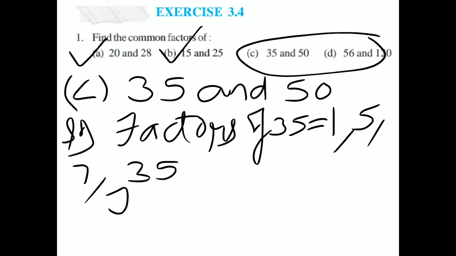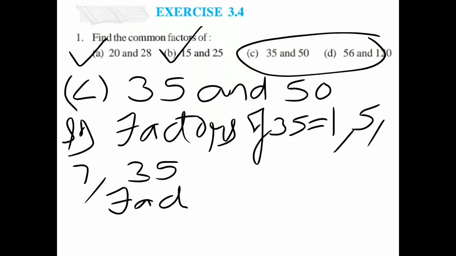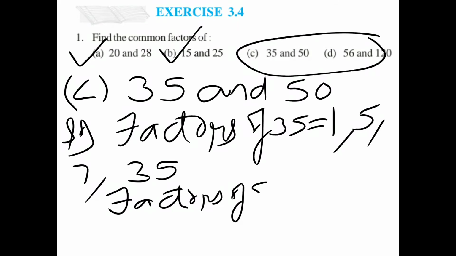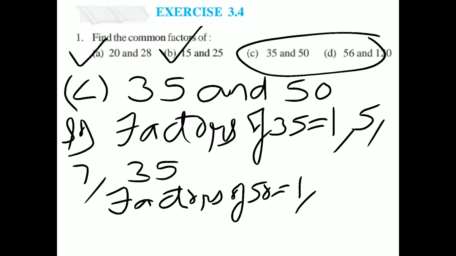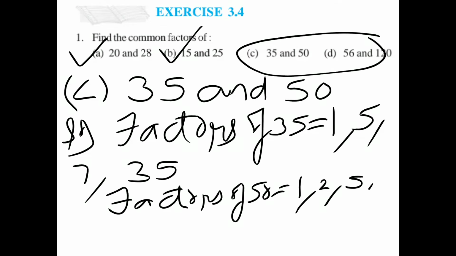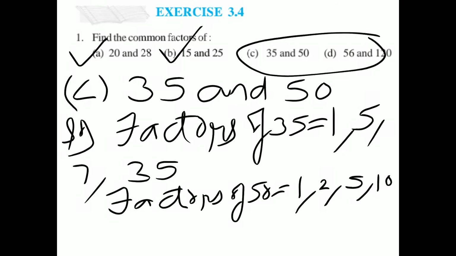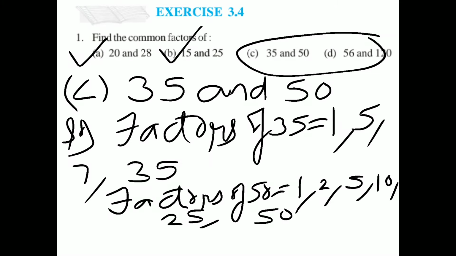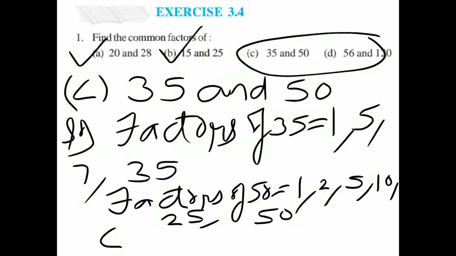Now you write factors of 50. 50 comes in the table of 1. 1 fifty is 50. 2, 5, 10, 25 and 50.